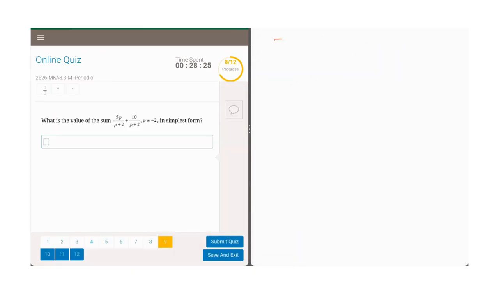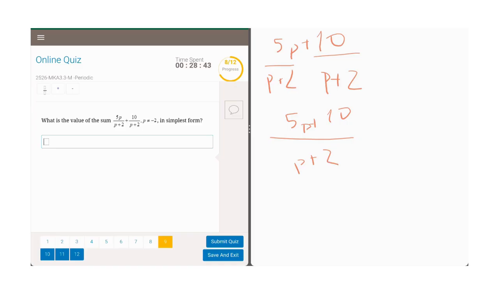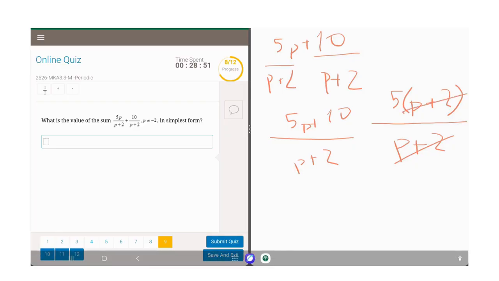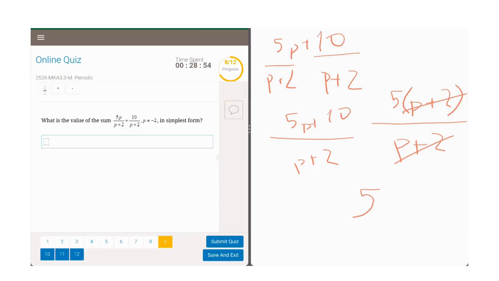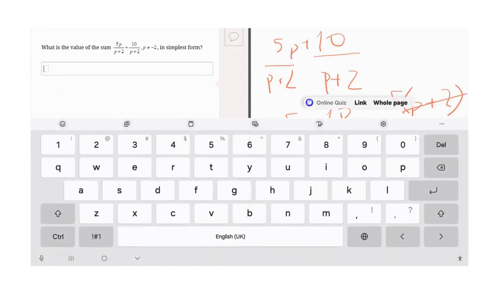In this question we have 5p over p plus 2 plus 10 over p plus 2. We can rewrite this as 5p plus 10 all over p plus 2. We can factor the numerator, keep the 5 out, and then p plus 2 all over p plus 2, so we can cancel out p plus 2, and we will be left with just 5, with p not being equal to negative 2.